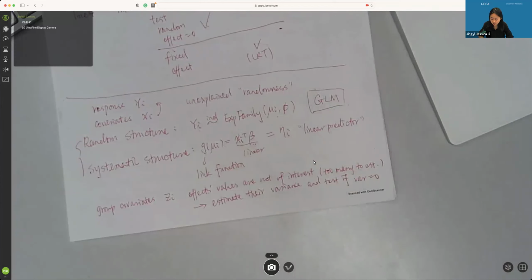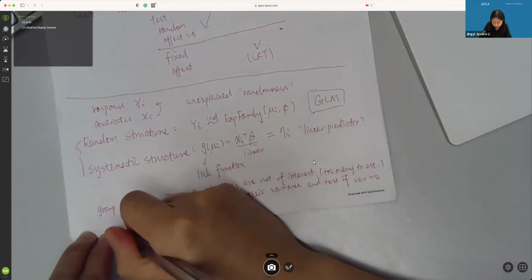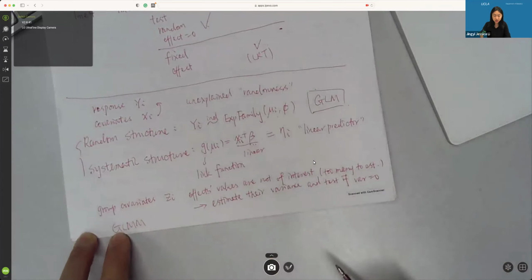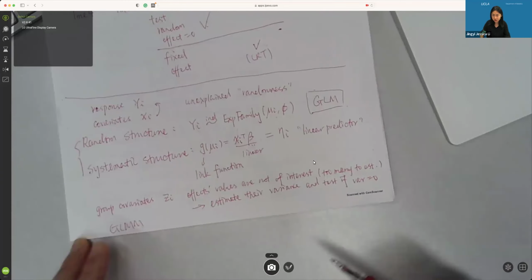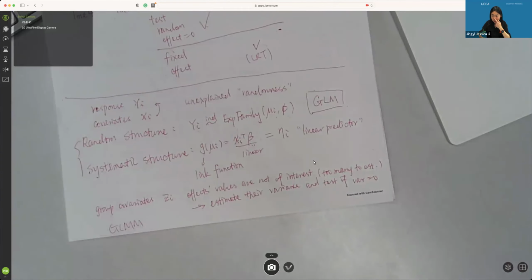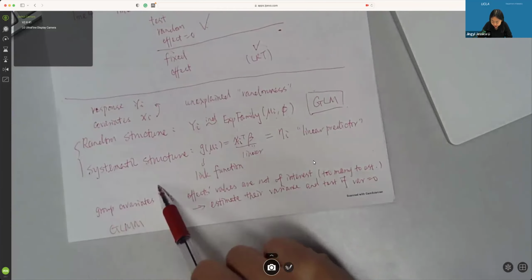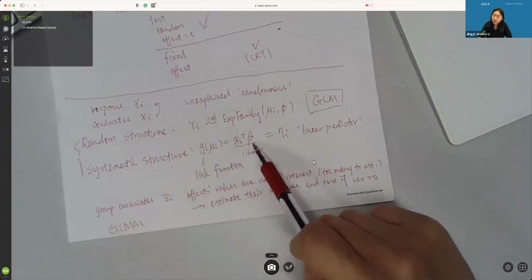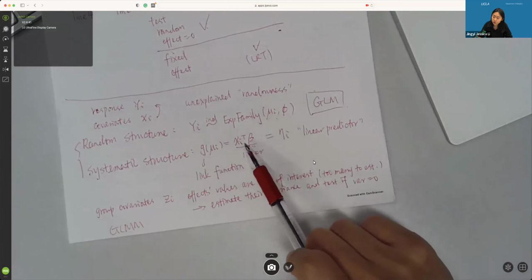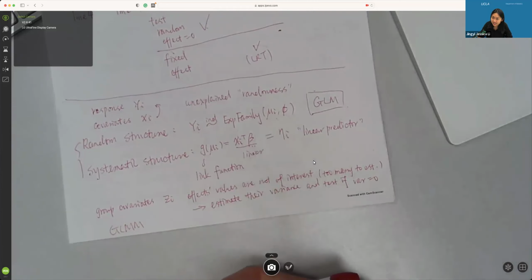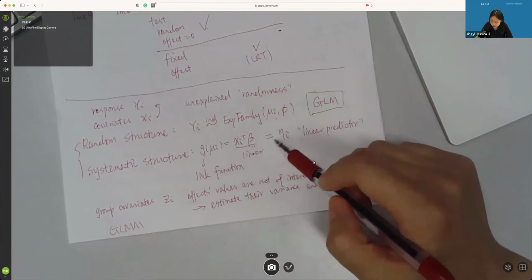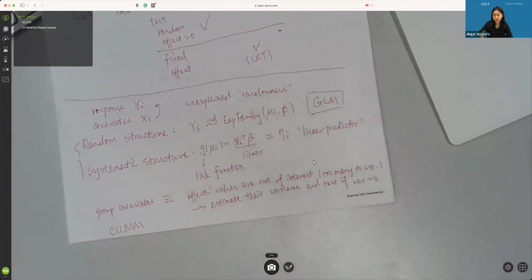Also, one more thing which I didn't talk about is the GLMM, the generalized linear mixed effect model, which is a generalization of the linear mixed model. If you want to do GLMM, your random covariates will go into the systematic structure. So the systematic structure will have a random component, and then that random effect will again follow its own normal distribution. That's what people typically do for the GLMM.